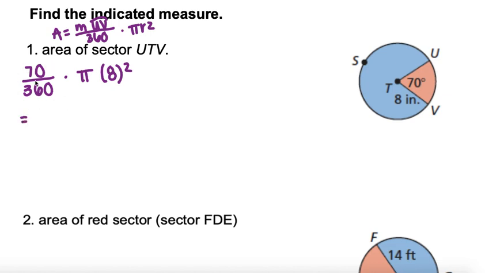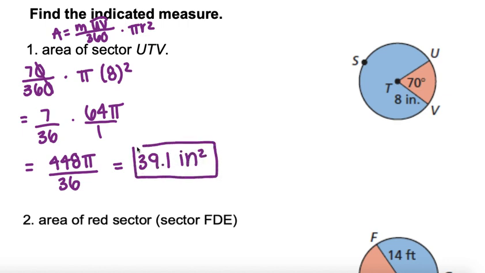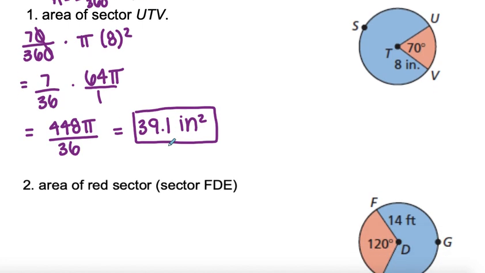Well, I can go ahead and reduce this fraction. I see that 10 goes into both, and that's because they both end with 0. So that's really 7 over 36 times 8 squared is 64, so I get 64 pi. And then now I can multiply across on these, because this is really just over 1. And so when I multiply those together, I get 448 pi over 36. And then when you put that in your calculator, you should get 39.1 inches squared. So that's one way you can go about this problem.